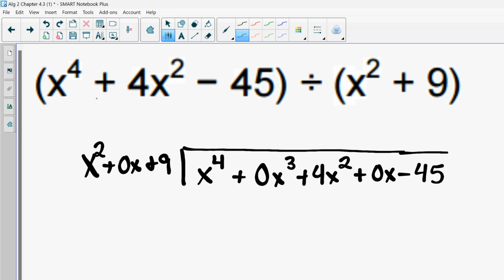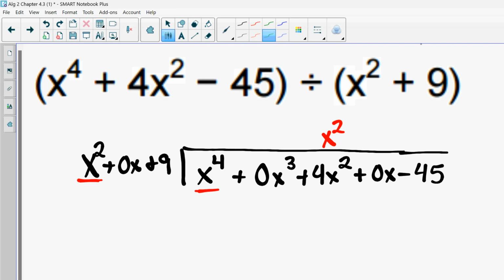Now this one does behave a little differently than the ones we've seen so far. And we'll see what we have to do with it. But the first step is still the same. We need to see what times x squared gives us x to the 4th. And that is just x squared. And off to the side, like we've been doing for our scratch work, we're going to multiply x squared by our x squared plus 0x plus 9.